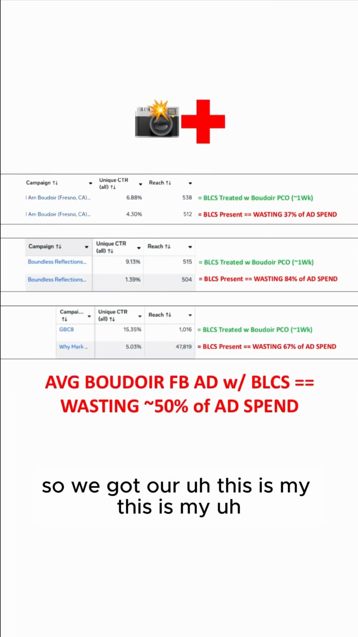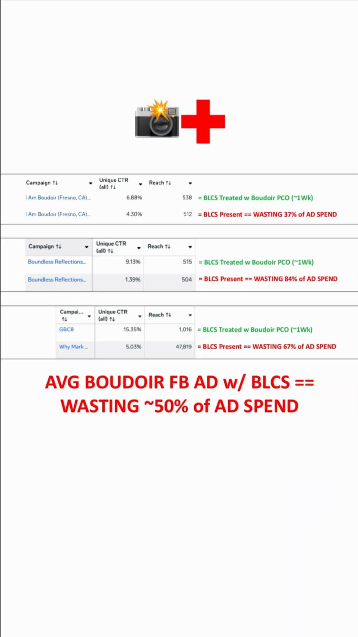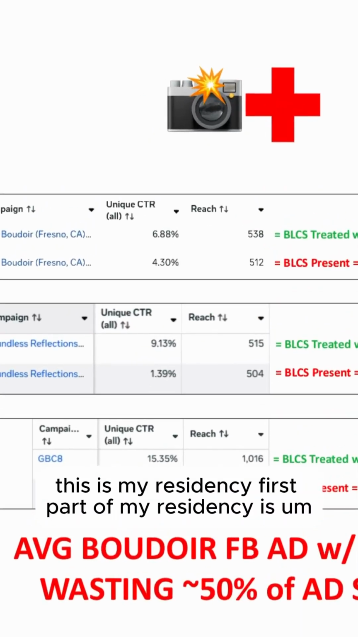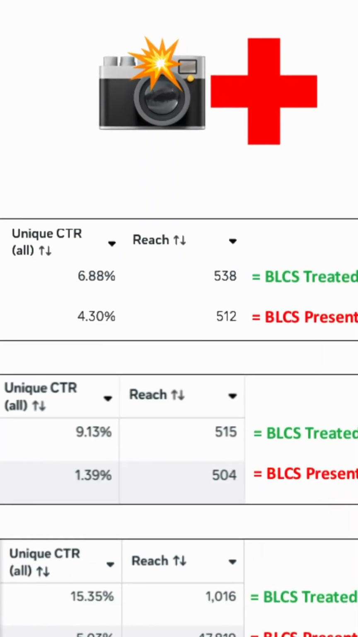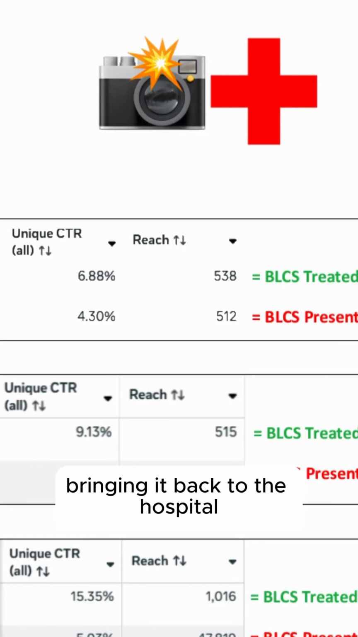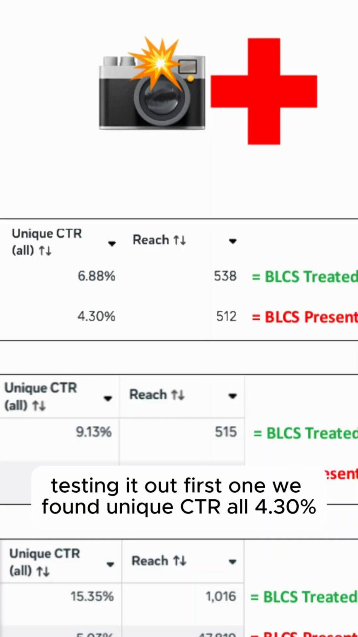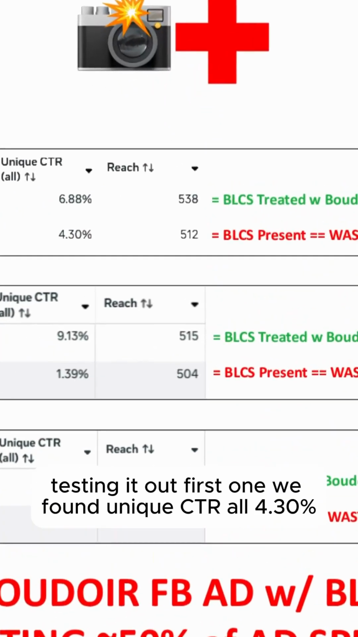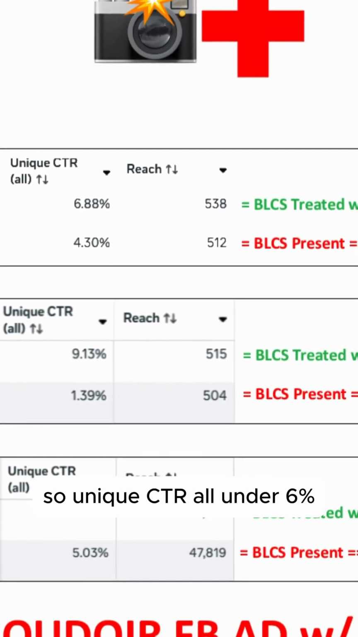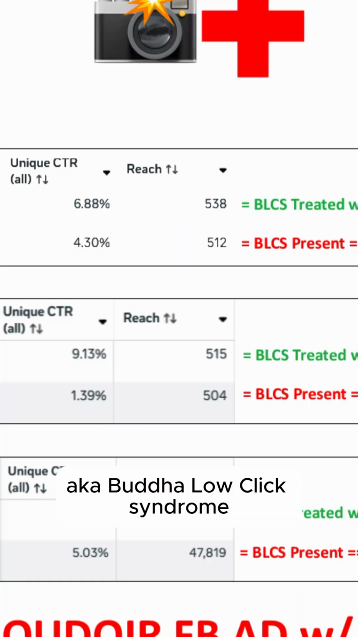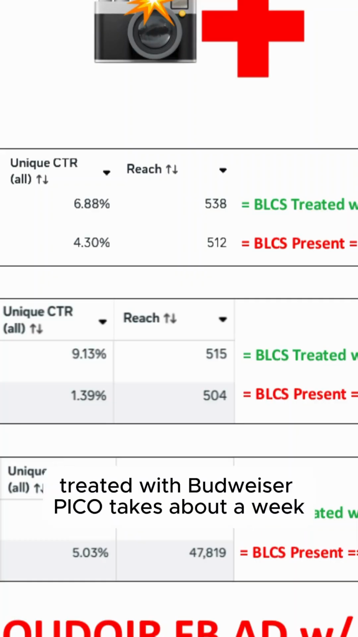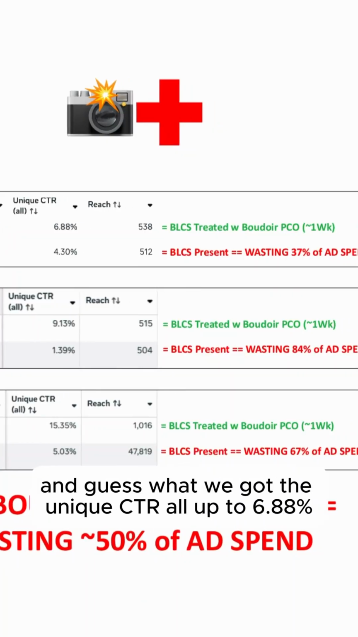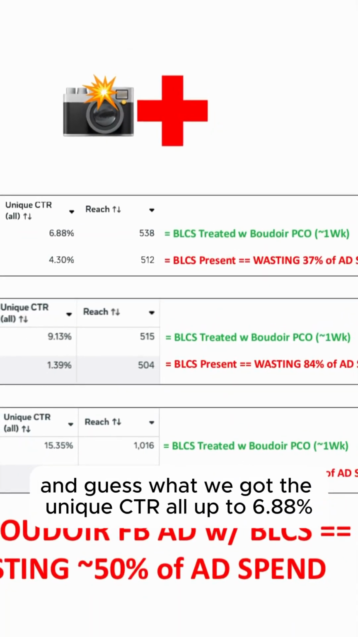So this is my residency. First part of my residency is finding a boudoir Facebook ad out there, bringing it back to the hospital, testing it out. First one we found, unique CTR all 4.30%. So unique CTR all under 6%, we know that BLCS is present, aka boudoir low click syndrome. So we got the treatment, treated with boudoir Pico. Takes about a week. And guess what? We got the unique CTR all up to 6.88%.